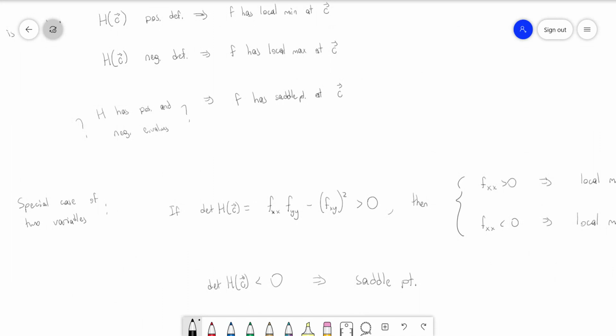I guess I could phrase it like this for this condition up here. So if the Hessian is not positive or negative definite, and if the determinant of the Hessian itself is non-zero, then you could say it has a saddle point for sure. Okay.